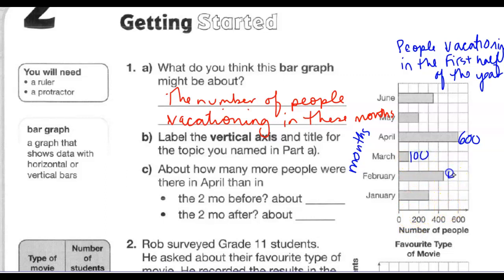So that would be 450. So that's 550 there. So that would be about 50 more. 2 months after would be May and June, and that's 200 and 350. Oh, so it's the same because that's 550.